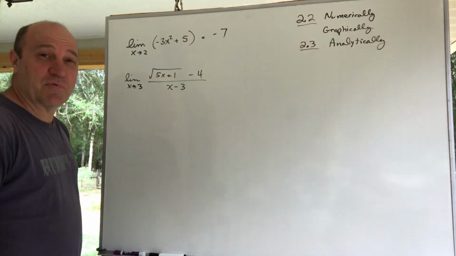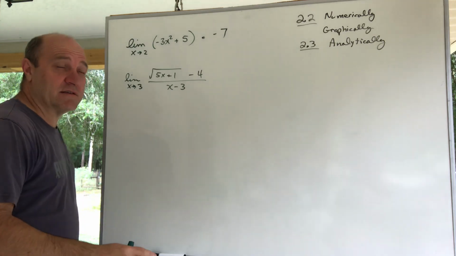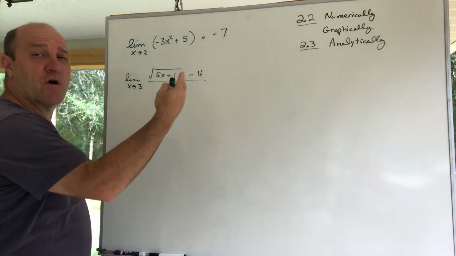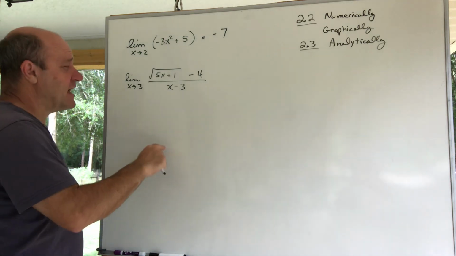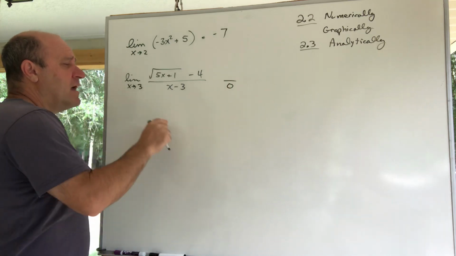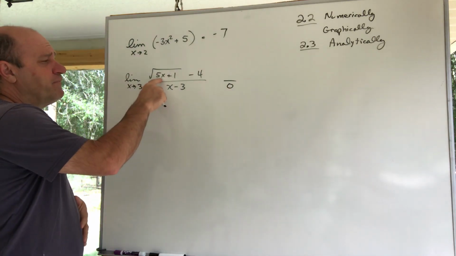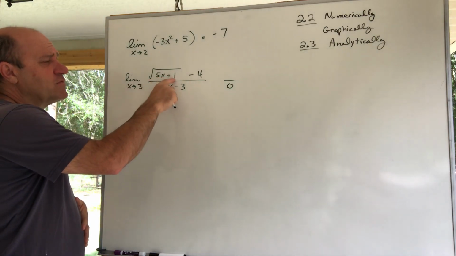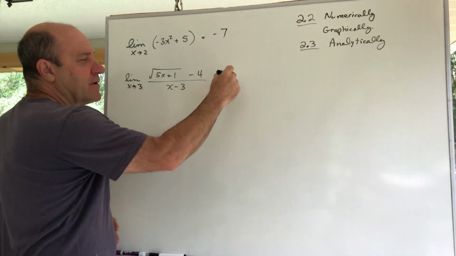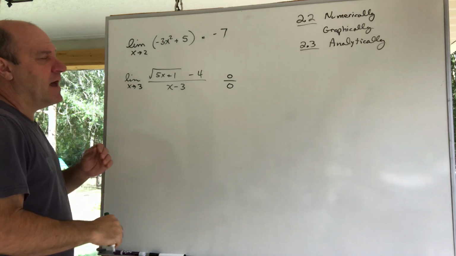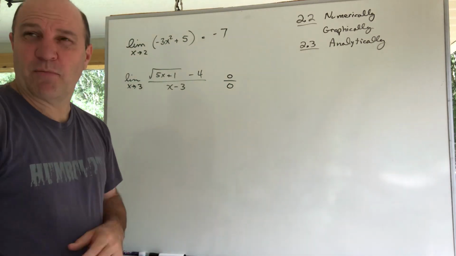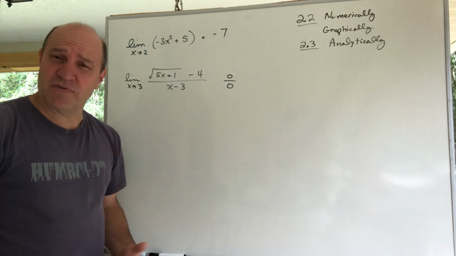Okay, so the interesting problems, and I did one of these last couple videos back, are where you plug it in and you get 0 over 0, like this one. Check this out. If you plug in a 3, well, definitely the denominator is a 0. And if you plug in a 3, that's 15 plus 1. The square root of 16 is 4. 4 minus 4 is 0. So this is a different problem. We get this 0 over 0. That's indeterminate.